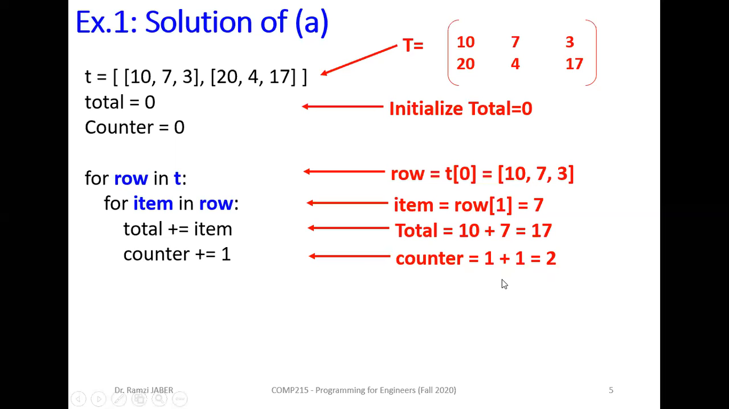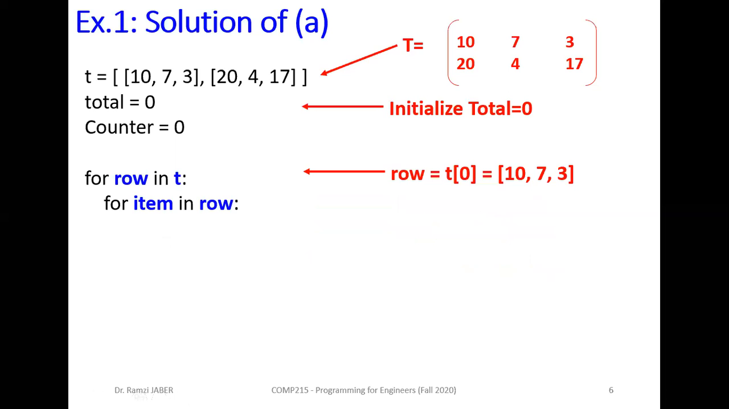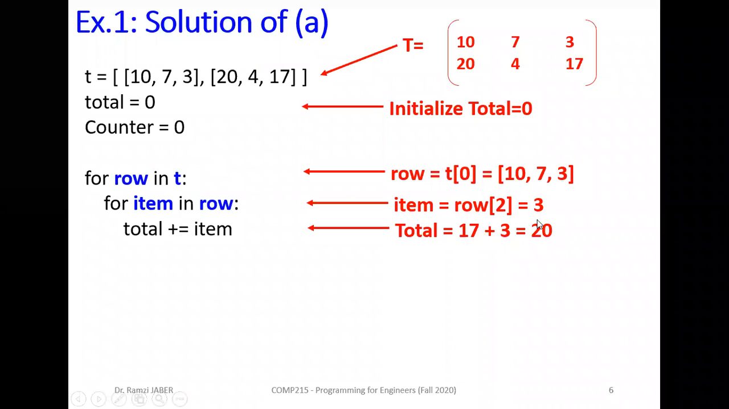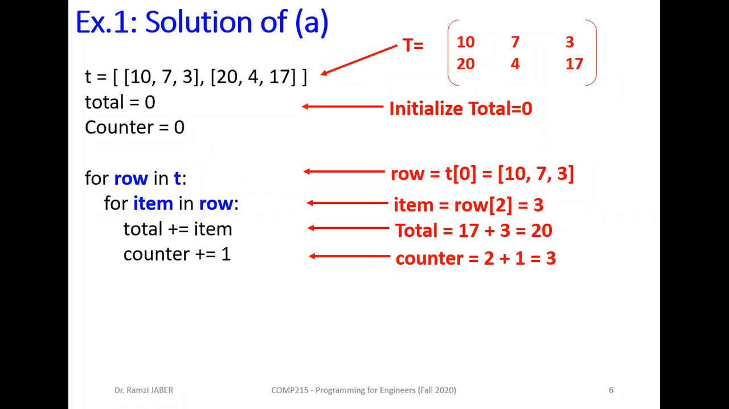And so on. Now the item will be equal to row 2. The item will jump for each element here. Item now equals row 2, which is 3. In the same item loop, the total is 17, the old value, plus 3, which is 20. Counter 2 plus 1 is 3. Okay.